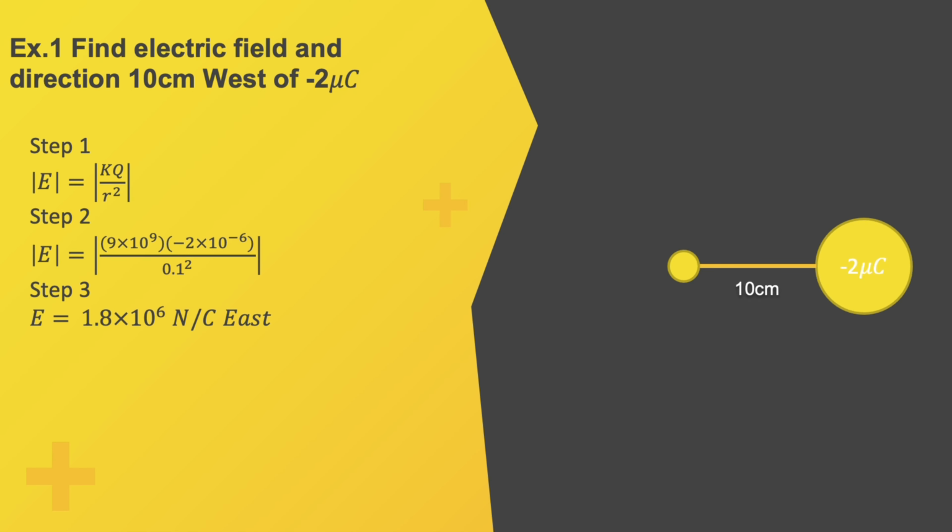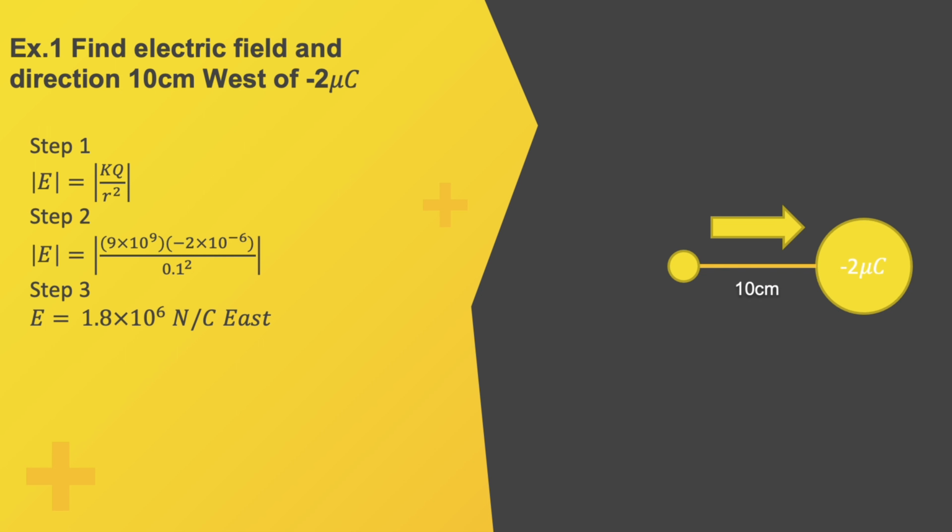Now let's apply all of what we've learned before to do some calculations. So example 1, find electric field and direction 10 centimeters west of -2 microcoulombs. So here is a diagram of the situation, and we're going to use this diagram to answer this question, as it helps us visualize it. We can tell direction using this diagram due to us knowing negative source charges pull radially inwards. So in this case, the charge will cause this point to feel an electric field to the east.